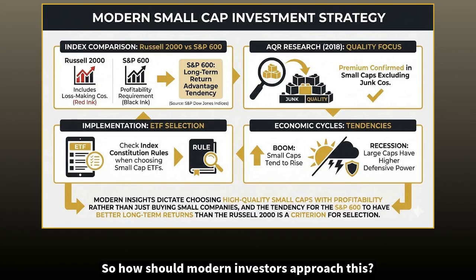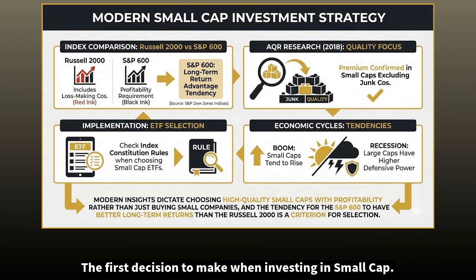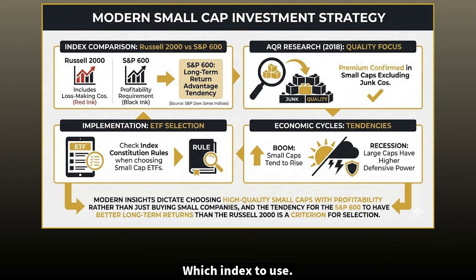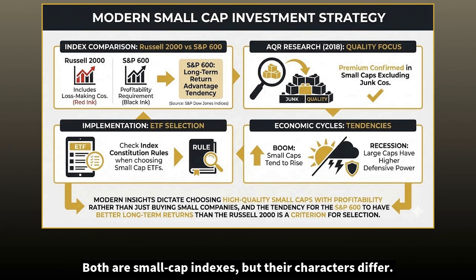So how should modern investors approach this? This is the core of practical application. The first decision to make when investing in small-cap: which index to use. The Russell 2000 versus the S&P 600. Both are small-cap indexes, but their characters differ.